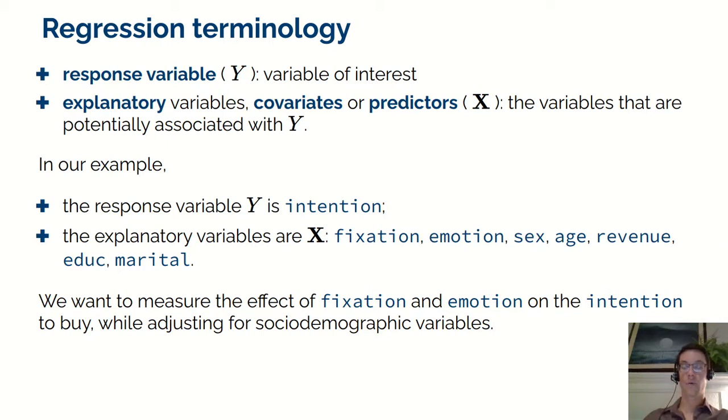So we're interested in an effect of the fixation time and the emotion score, but we also want to adjust to make sure that differences due to these two variables are not because of difference in the repartition of sex, age, revenue, class, education, and marital status. So you need to somehow adjust for these socio-demographic variables to make sure that the effect you capture is truly not due to strong correlation between the explanatories that we're interested in.